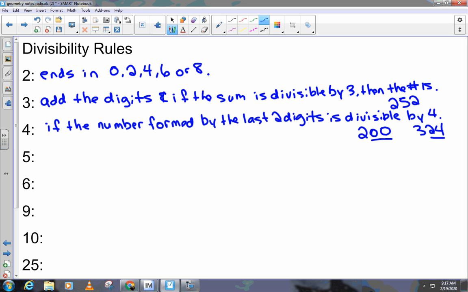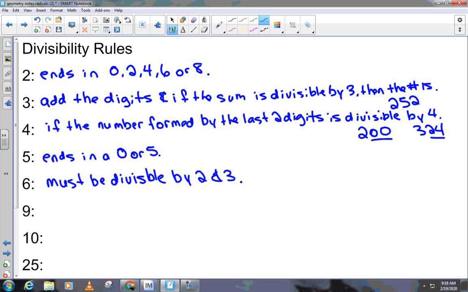What's the rule for 5? Ends in a 0 or a 5. What about 6? It has to be divisible by 2 and 3. So it must be divisible by 2 and 3. How about 9?